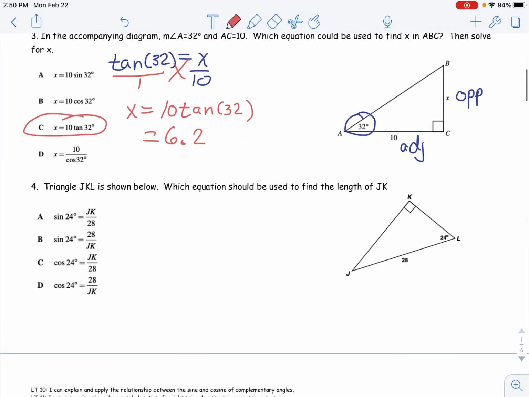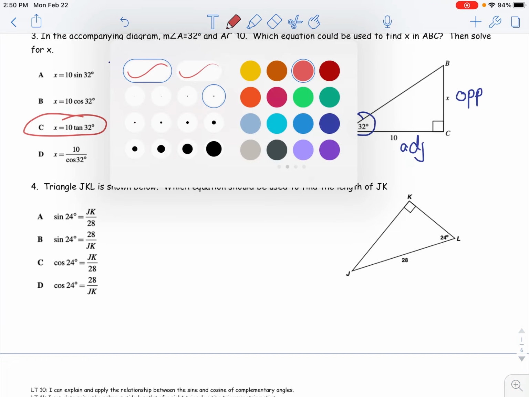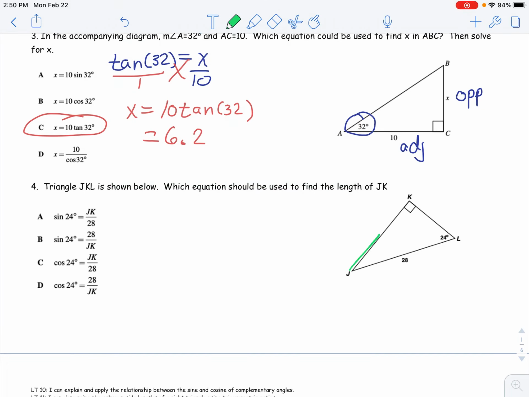All right, and then last one, number 4. Triangle JKL is shown below. Which equation could be used to find the length of JK? All right. So again, looking at this, with respects to 24 degrees, that's the opposite side. Does not touch it, and then the hypotenuse is always the hypotenuse. So we have opposite and hypotenuse. Which trig function uses opposite and hypotenuse? Well, that's sine. So it's sine 24 equals opposite is JK, over the hypotenuse 28.